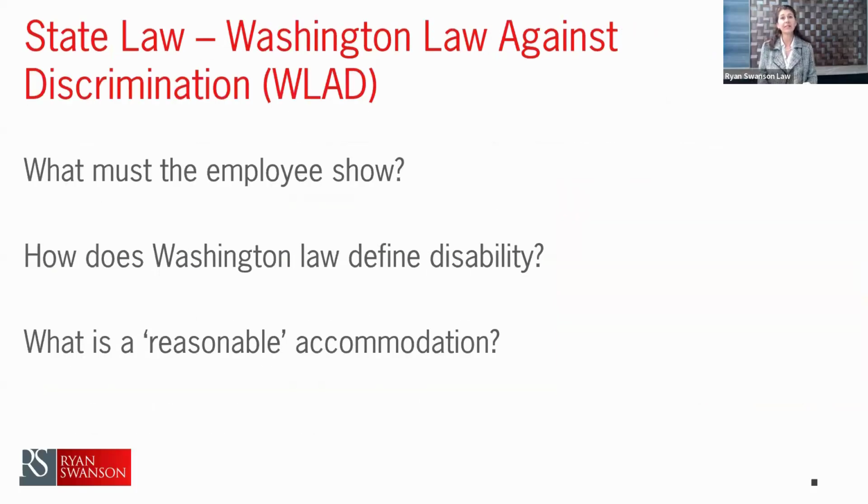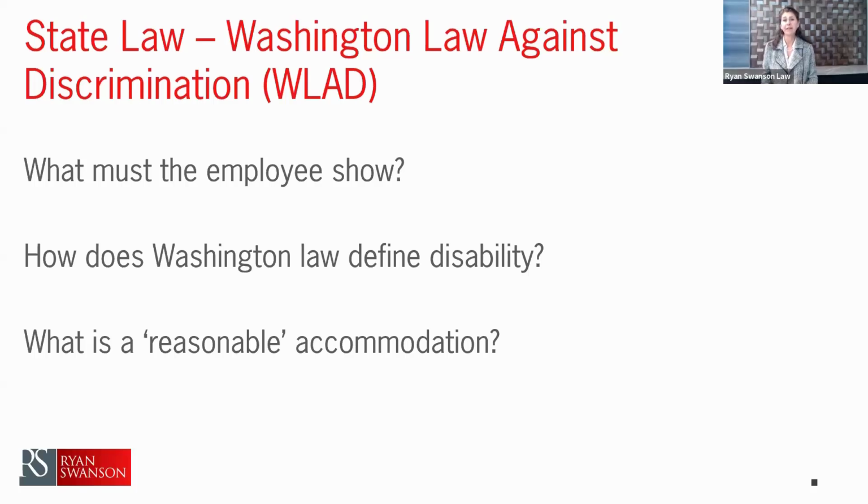All right, here's state law. So under state law, an employee has to show, in order to maintain a claim, that they have a disability or that they are perceived to have a disability, that they are qualified, that is, they can perform those essential job functions either with or without accommodation, that the employer is aware of the disability, and then failed to reasonably accommodate. So under Washington law, the definition of disability is just a little bit different than under federal law.